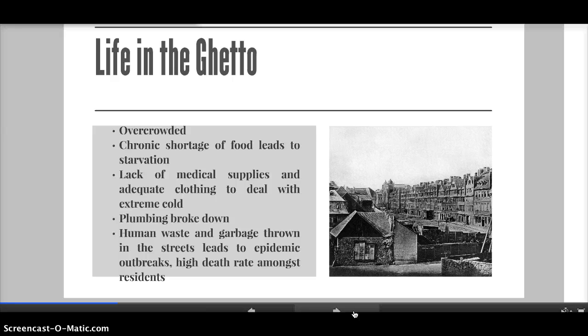The plumbing broke down, and there was a lot of human waste and garbage thrown into the street, which led to epidemic outbreaks and high death rate amongst the residents. So really what the goal was to try and kill as many people as they could in the ghettos. So they crowded them on top of each other. There was starvation, there was no medical supplies, there was waste and garbage thrown out into the streets, which can all lead to a disease in a place where everybody is contained and confined.